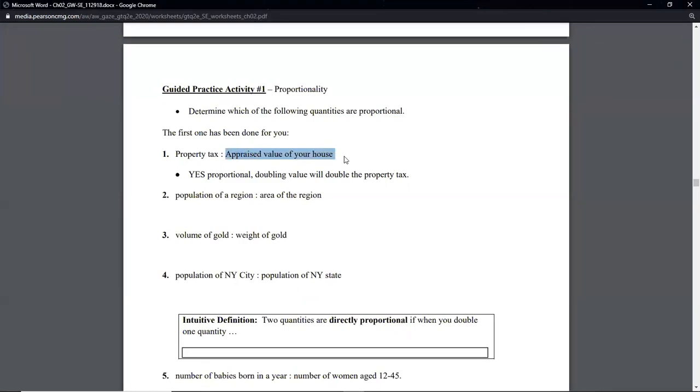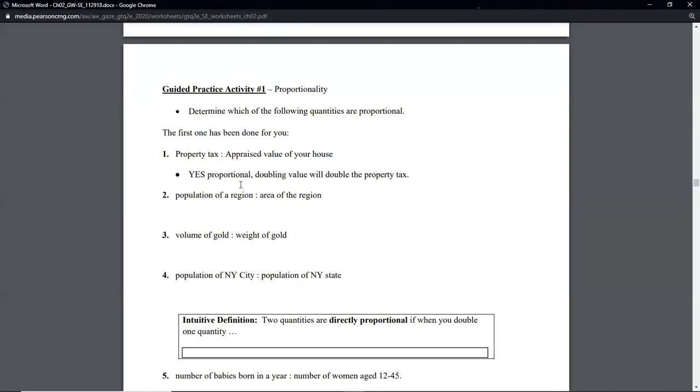the appraised value of your house doubles, your property tax will double. If all of a sudden the city of Portsmouth says that your house went from $100,000 to $200,000 because of this housing thing going on right now, you better believe your property tax bill the next year is going to double, because they want that bread. So they didn't just say yes, they said, all right, doubling the value will double the property tax. So again, doubling this thing causes this thing to double. It's cause and effect.